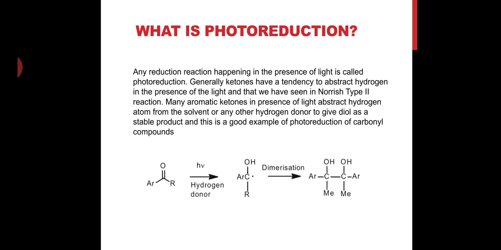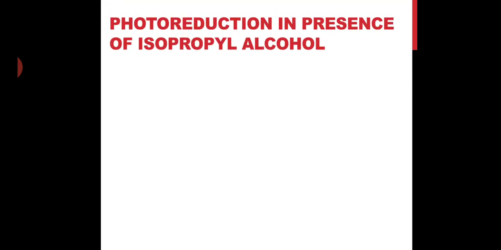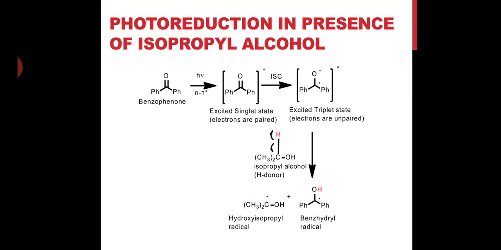Look at this reaction. An aromatic ketone in the presence of light and hydrogen donor gets converted to phenacol. What are phenacols? Phenacols are 1,2-diols. Now let's look at the mechanism of the reaction. Here we will look into the photoreduction of benzophenone in the presence of isopropanol.